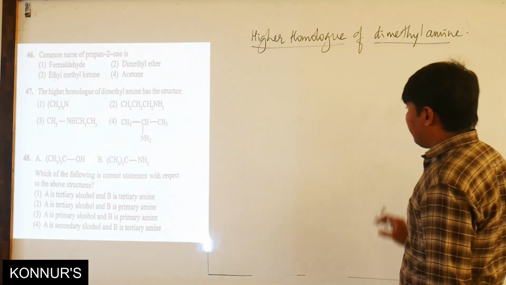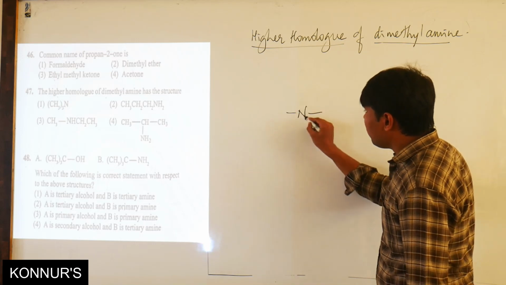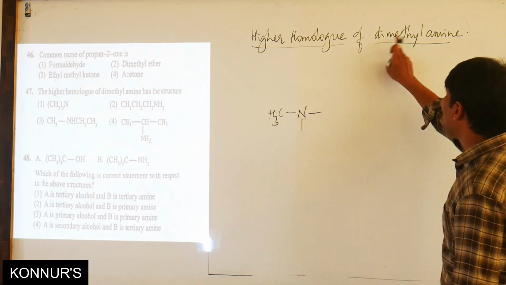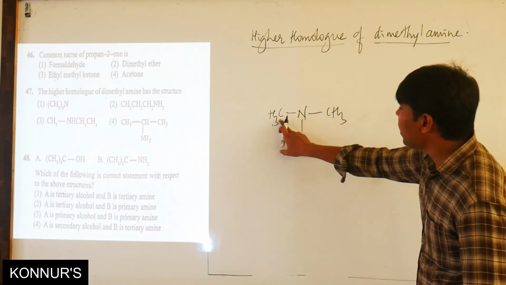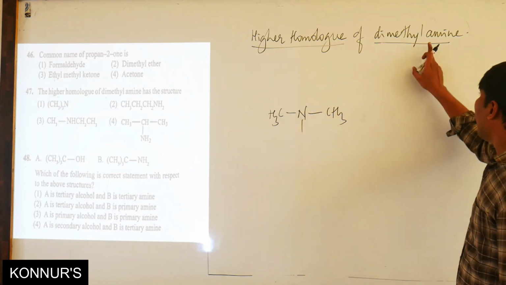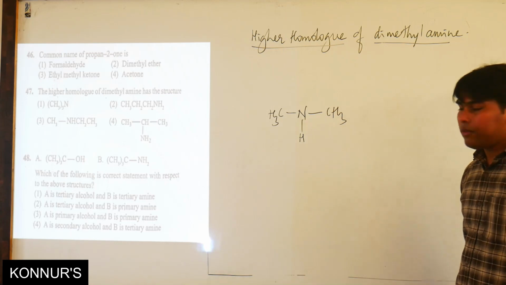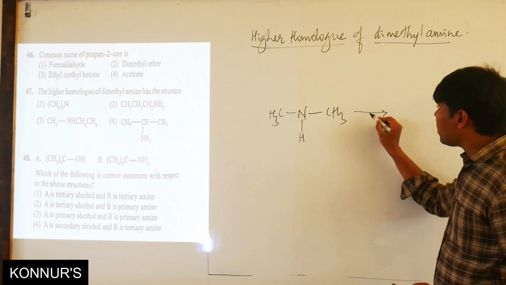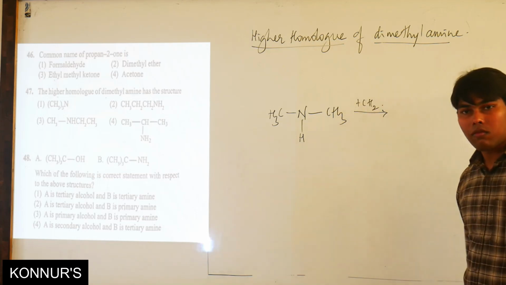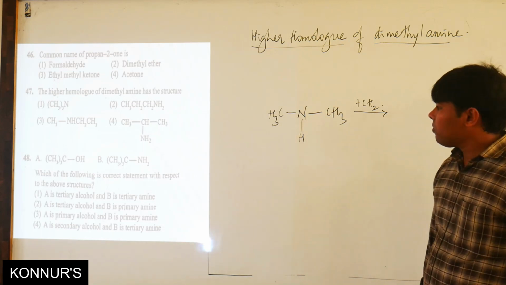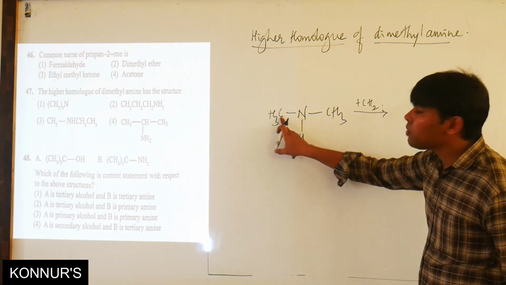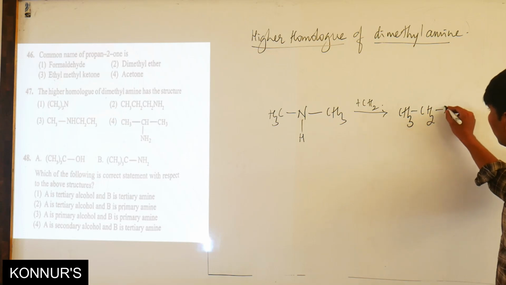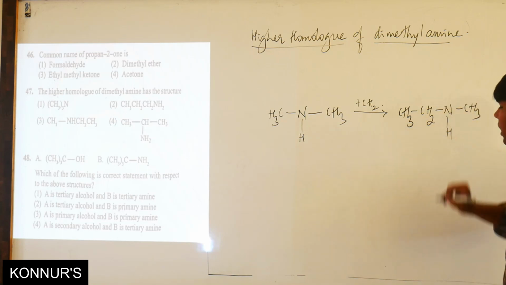So dimethylamine, here there is an amine group where nitrogen is attached to two methyl groups, and one more valency will be the hydrogen. Now if I convert to the homologous series, addition of CH2 is there. If I add CH2 in between nitrogen and this methyl, it's a correct one. Like CH3, CH2, N, CH3, and here H.